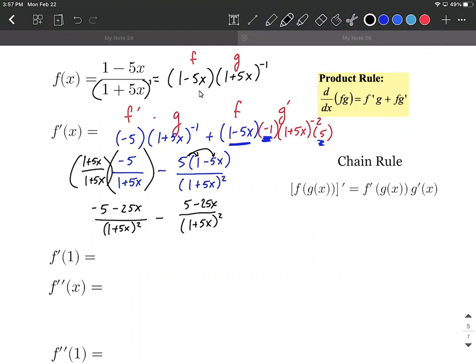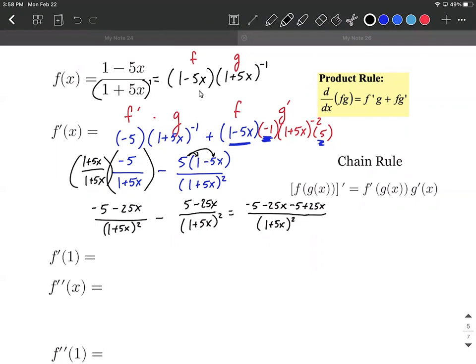All right, now that we have a common denominator, let's go ahead and put these numerators together over that common denominator, (1 plus 5x) squared. And we can say negative 5 minus 25x minus 5 plus 25x. We want to be careful because we have two terms in that second numerator, so this is like a negative 1 that needs to be distributed to each one of them.